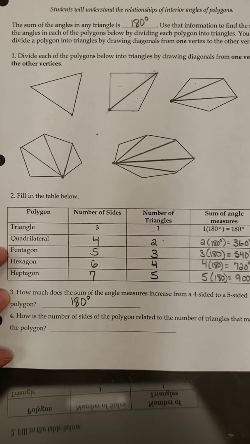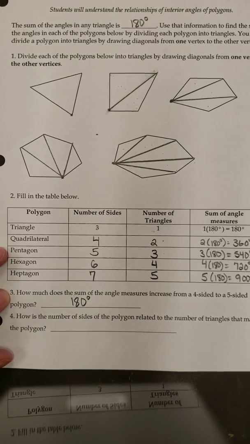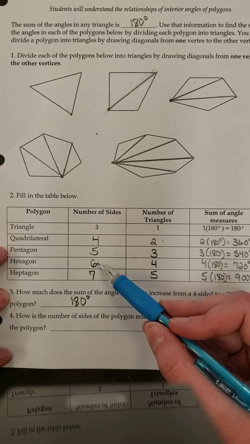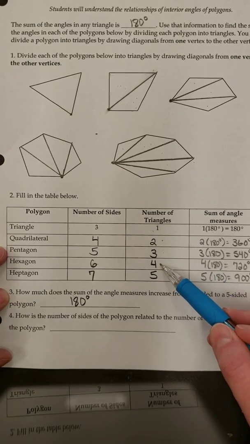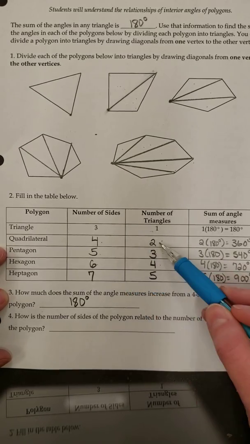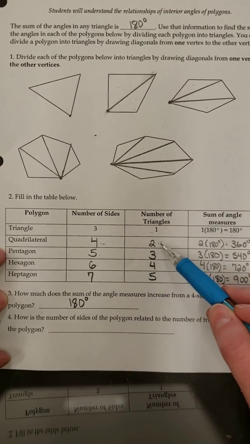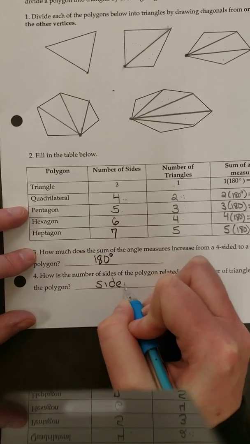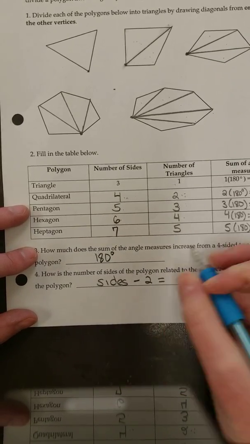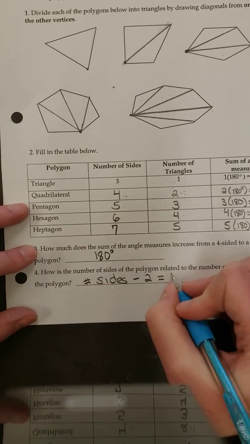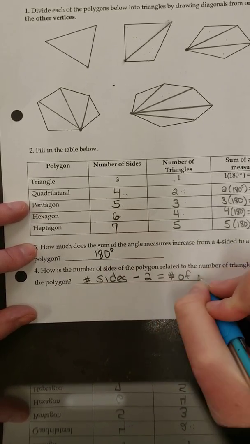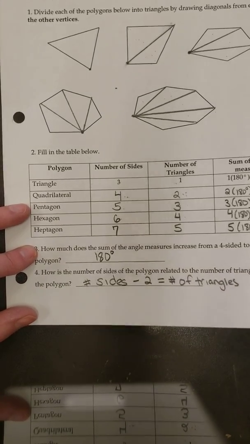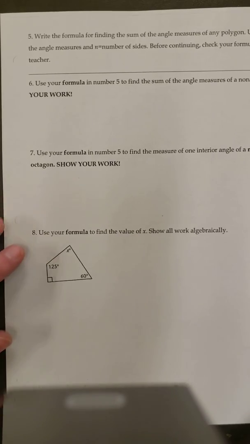How is the number of sides of the polygon related to the number of triangles that make up the polygon? If we look here, what do you notice? There's always 2 more sides than triangles. So the number of sides minus 2 equals the number of triangles. Okay, that's interesting.